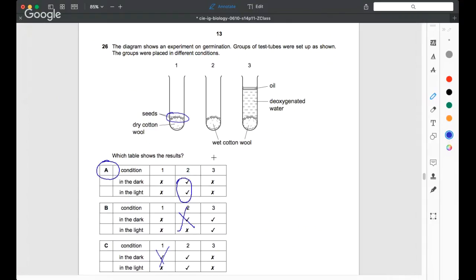And why would 3 not grow either in the dark or in the light? If you've got no oxygen, then the seed initially can't respire in order to generate energy, generate ATP in order to start growing. So even if it's light, it can't start photosynthesizing until it's growing leaves, and leaves provide energy, so it won't grow either in the dark or the light. So that's correct. So it's going to be A.